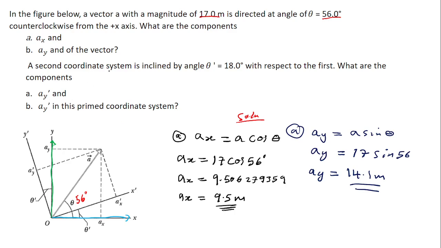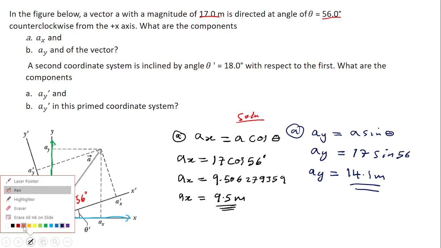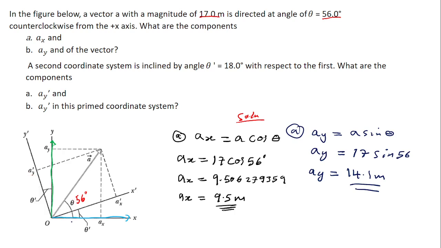So a second coordinate system is inclined by an angle 18. So we need to understand that there is another angle which has just been created, and this angle is 18.0. So this angle is this angle here, 18.0 degrees. Since this angle is equal to that particular angle, which is 18.0 degrees.